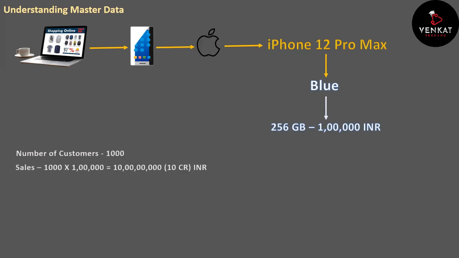Now, here, this is the listed details. 12 Pro Max Blue, 1 lakh. Then they are making 10 crores out of it. Now, this is also data. So what is data here? Brand, category, variant or model, color, memory size, price, currency. So all these are the data items. Whatever you see, everything is data.